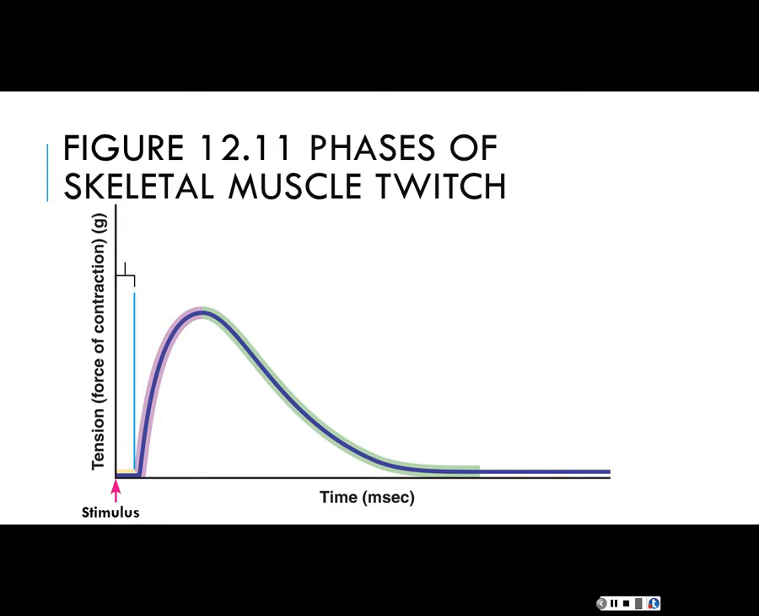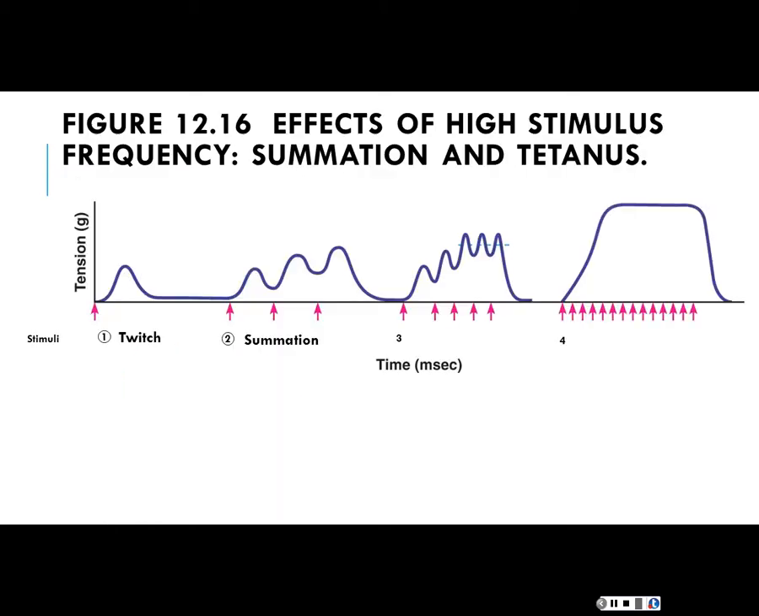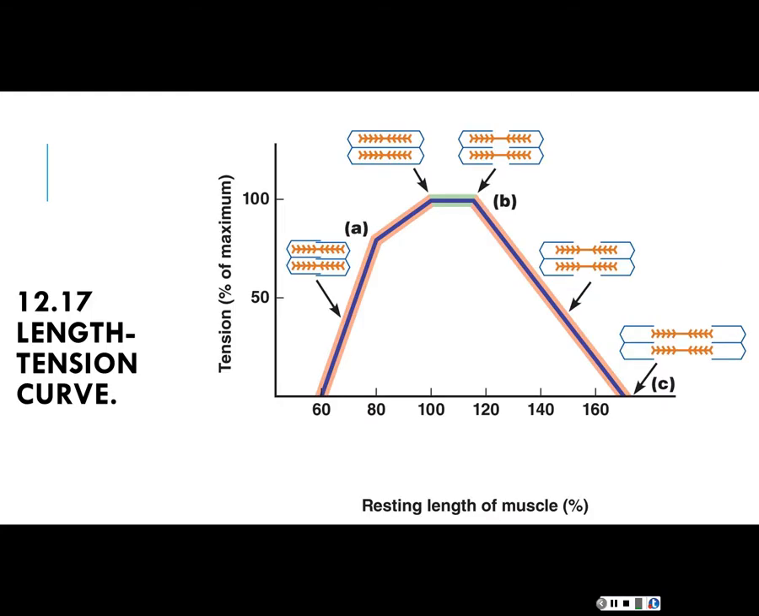Are we a bit more comfortable with the latent period? Maybe? So we looked at a single twitch, the different phases, and how they can sum together. And then this is where we left off last time.